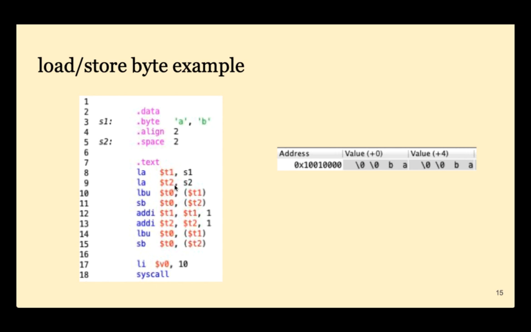So we're using T1 and T2 as pointers. Then we load byte unsigned. This again is typically used for characters. So we load the first character, which is going to be A, into T0 and store that out where T2 is pointing. So that will write this first A here. Now we're adding 1 to both T1 and T2 to point to the next bytes, and then repeating the same load byte. So this will load the B here and store it out there. Later we'll learn how to do this with loops.